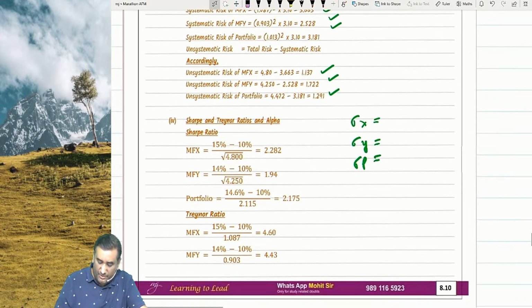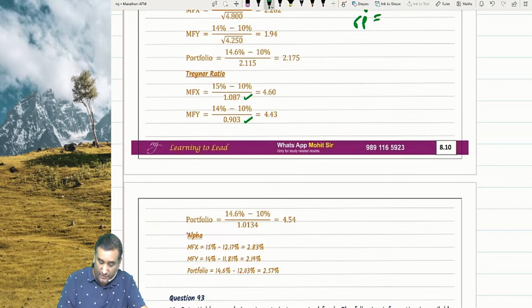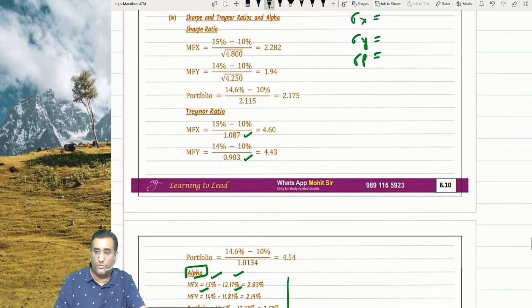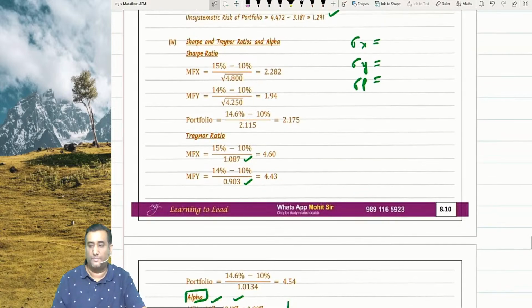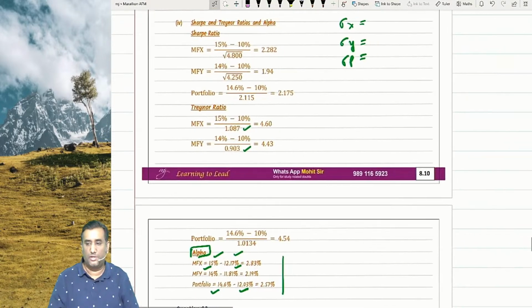Treynor would be dividing by beta. Beta we know. Alpha we can find. Actual return was 15 and 14. K-pump return we know. Actual return minus the K-pump return, that is the alpha. We cross check the part answer. This fourth part I have, if you want.